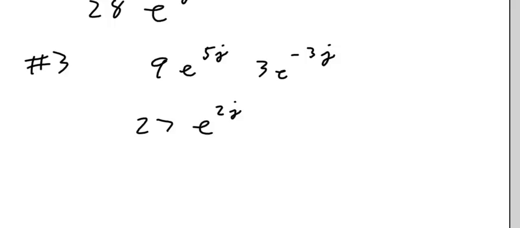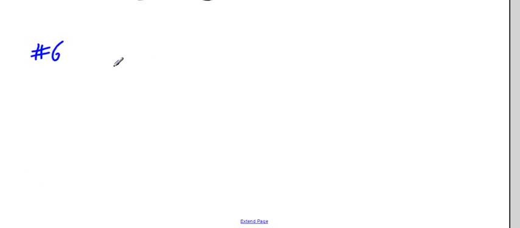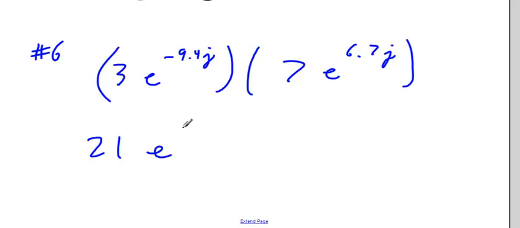Number 6, 3 e to the minus 9.4j times 7 e to the 6.7j. So that'd be 21 when I multiply the magnitudes, and I add these exponents, and what do I get? Minus 2.7j.